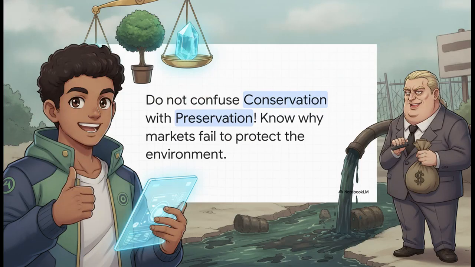For Section A, just a quick tip. Examiners love testing conservation versus preservation, so have your keywords ready and do not mix them up. Also, if you're ever asked why the market fails the environment, your immediate answer should trigger 3 concepts: self-interest, lack of property rights, and unpriced negative externalities.